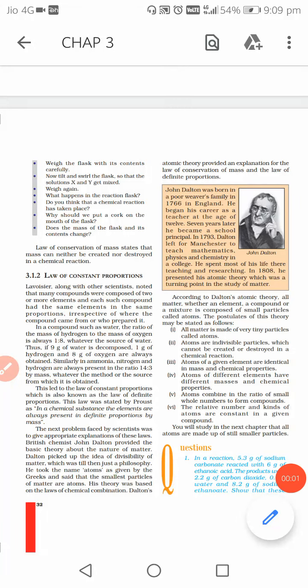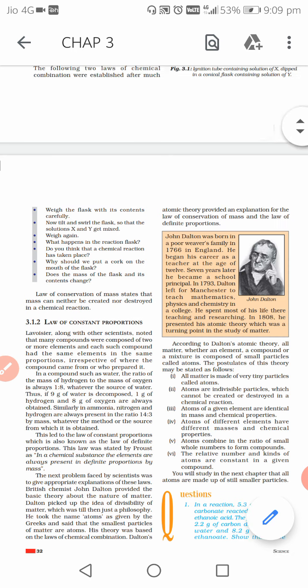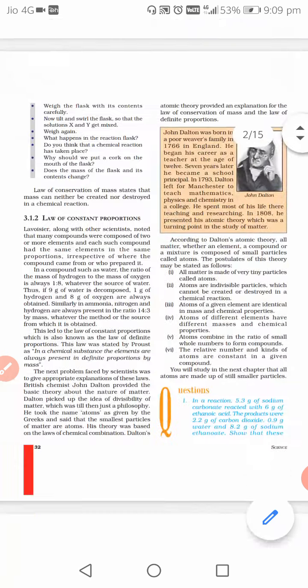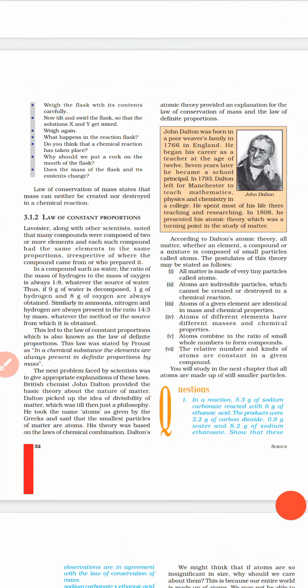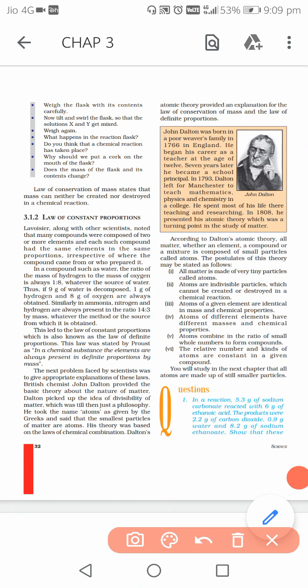In this video we are going to discuss Dalton's atomic theory. According to Dalton's atomic theory, all the matter, whether an element or a compound or a mixture, is composed of small particles called atoms. The postulates of this theory may be stated as follows.